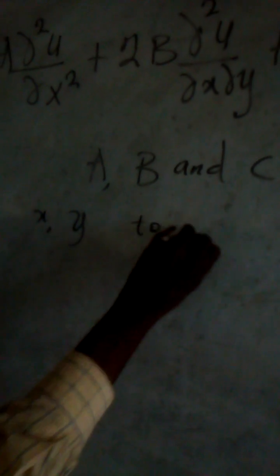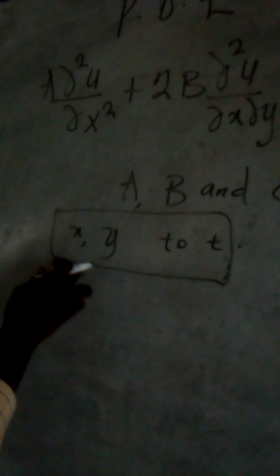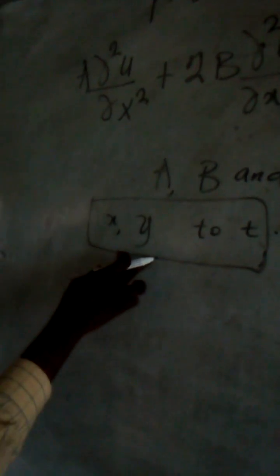Let us also understand that the variability of x, y can also extend to t, which is not here. However, the domains are x and y.